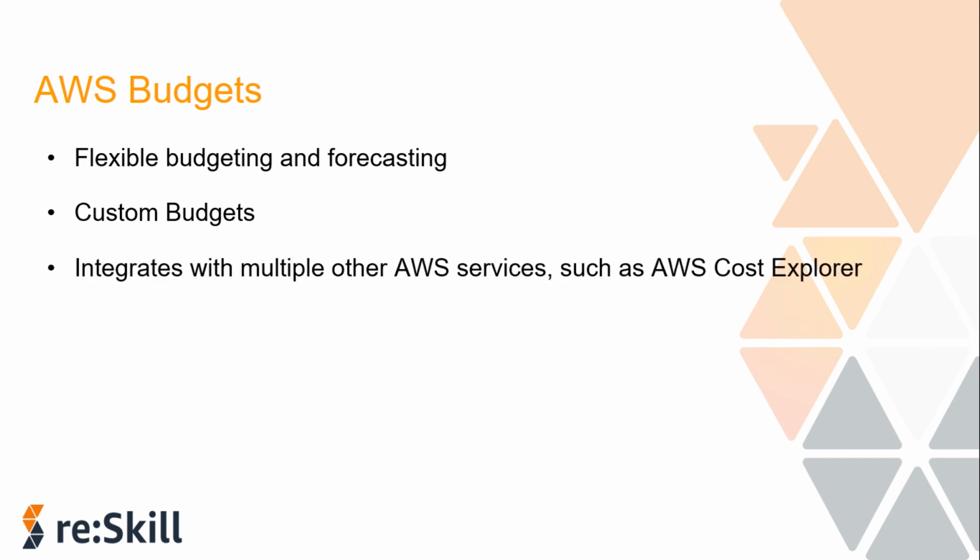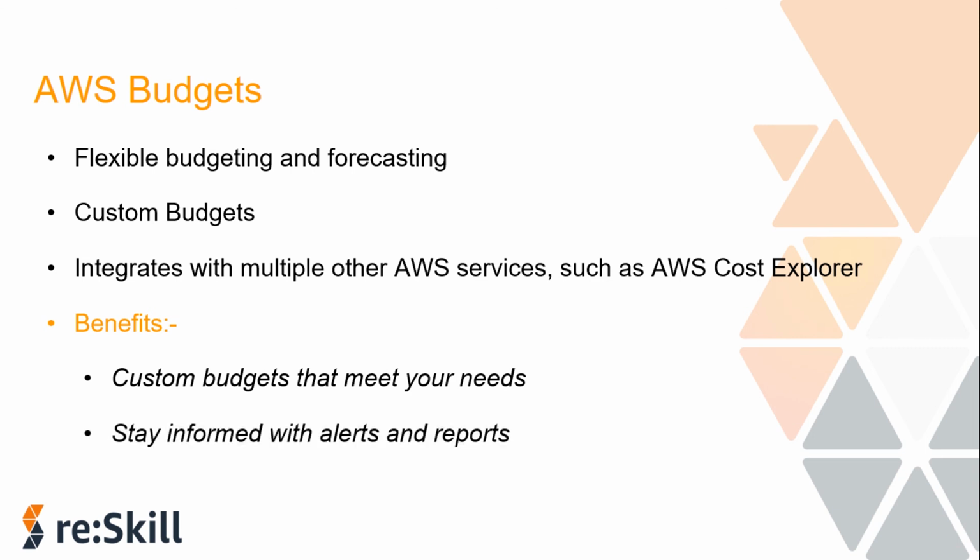Okay, it can also be integrated with multiple other AWS services, for example AWS Cost Explorer, to better manage the overall cost. We have got different benefits for AWS Budgets, like the custom budgets, as I just told you, and we can stay informed with the alerts and the reports, so that we keep an eye on what's happening, what cost I am incurring, and how I need to control my cost. Okay, and then granular budget time periods. I can specify how the alert should be sent to me. I can set it on a granular time period.